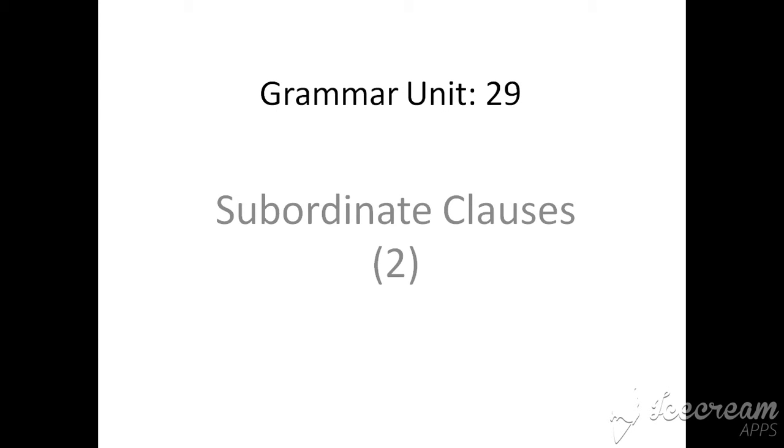Let's begin with our last grammar unit, which is unit number 29, about subordinate clauses 2. I hope you all remember what a subordinate clause is. Try to recall the complex sentences, which mainly consist of a main clause and a subordinate clause. The main clause is the independent clause, and the subordinate clause is also known as the dependent clause.